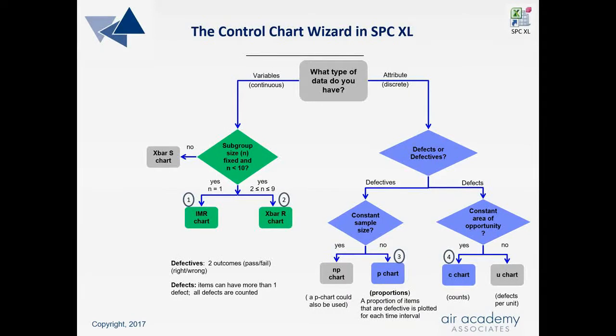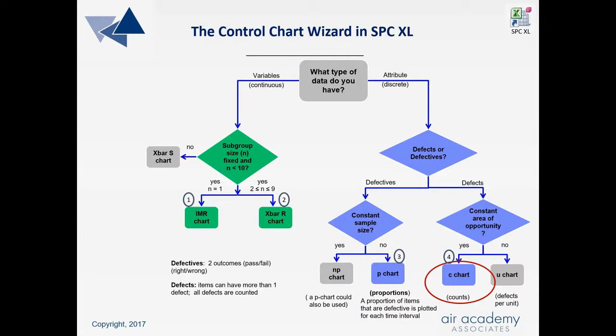Looking once again at the control chart wizard flow diagram that is resident in SPC Excel, we see that the C chart has to do with defects. That means that each plotted point is a whole number that represents the number of defects or nonconformities or whatever we're talking about that were detected or observed in that particular time period.